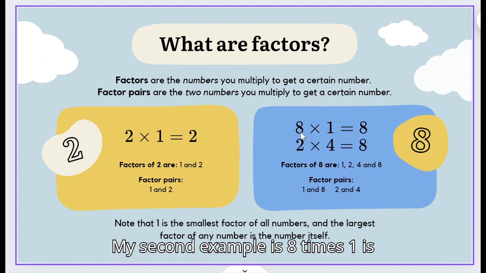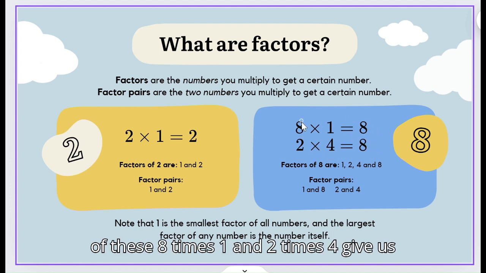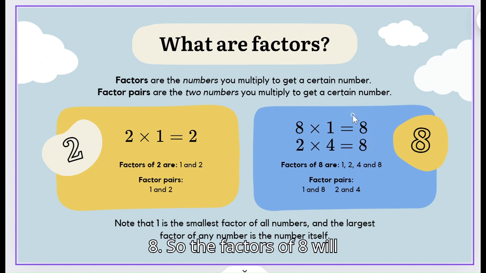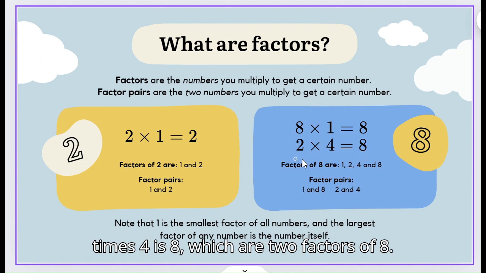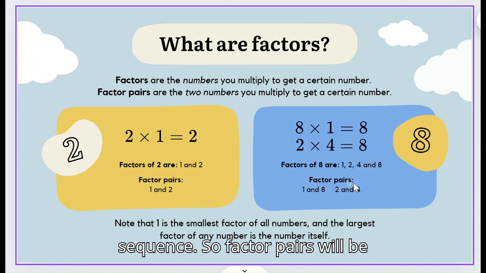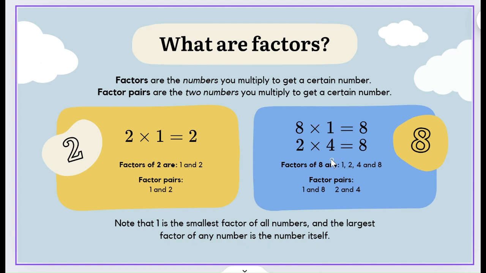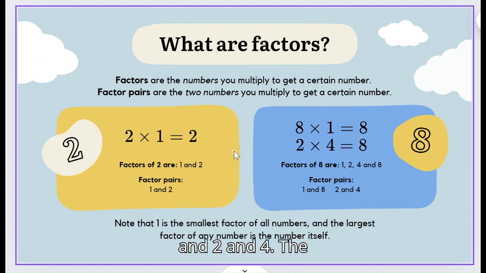My second example is 8 times 1 is 8 and 2 times 4 is 8. So both of these, 8 times 1 and 2 times 4, give us 8. So the factors of 8 will be 1, 2, 4, and 8 itself, because 8 times 1 is 8, so these are two factors of 8. Then 2 times 4 is 8, which are two factors of 8. But we always write the factors in a sequence. So factor pairs will be 8 times 1 and 2 times 4. So the factor pairs will be 8 and 1, and 2 and 4.